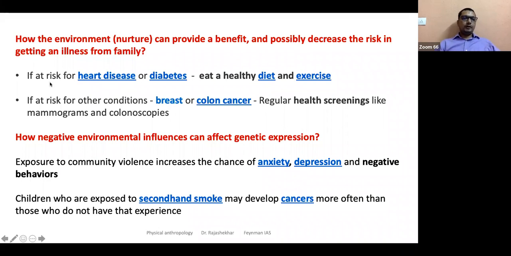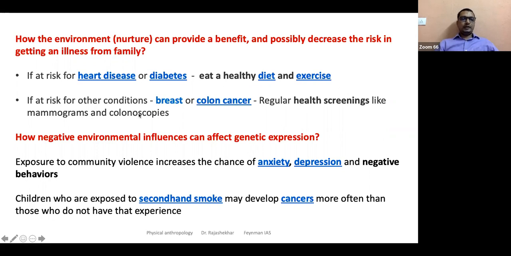So if you find out that someone is at risk for heart disease or diabetes, and you know the environment has a bigger role to play, then what do we do? We take a healthy diet and we exercise, because we understand that it is not only in the genes, but the environment can also influence it. Diabetes, for example: even if you are born to diabetic parents, both of whom have diabetes, with a proper healthy lifestyle you can delay diabetes from happening. You can postpone it, basically, with proper diet and proper exercise.